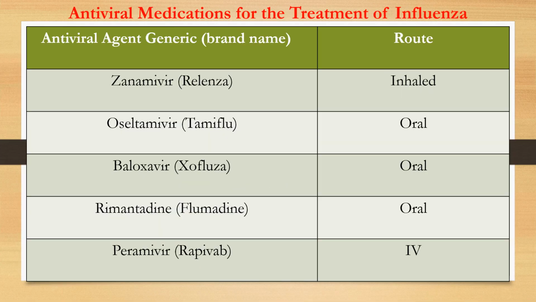The antiviral medications for the treatment of influenza and its route is given. The antiviral agent, its generic and brand name and the route. Zanamivir or Relenza. It is a medicine which is inhaled. Oseltamivir or Tamiflu, Baloxavir or Xofluza, Rimantadine or Flumadine, they are having oral route. And Peramivir or Rapivab is having an IV route of drug administration.